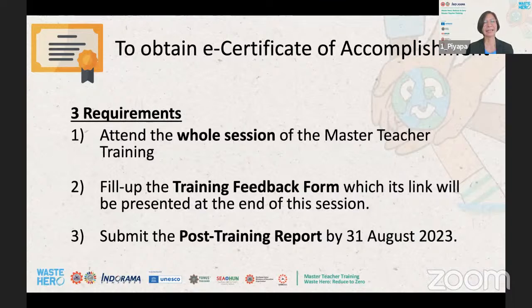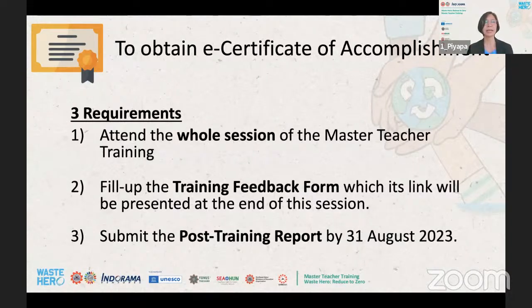First, attend the whole session of the master teacher training, which you have already done, tick. And then the second, fill in the training feedback form, which will be presented at the end of this session. Mr. Kevin will present the QR code that you can scan, and the technical team will also post the short link in the chat box on YouTube or in the Zoom meeting, so that you can click and give the feedback to us.